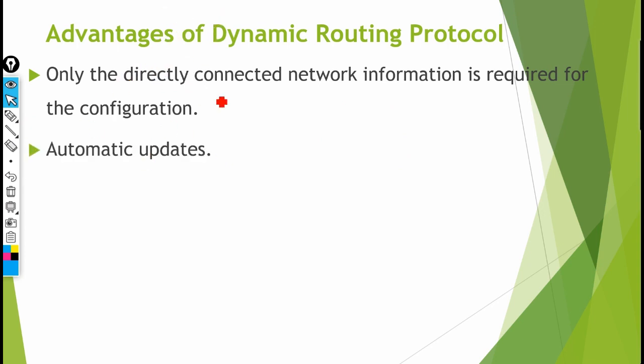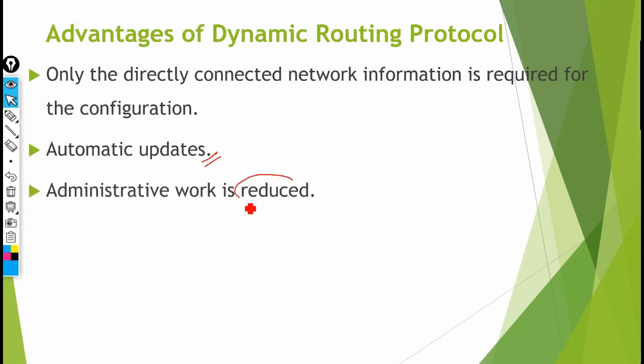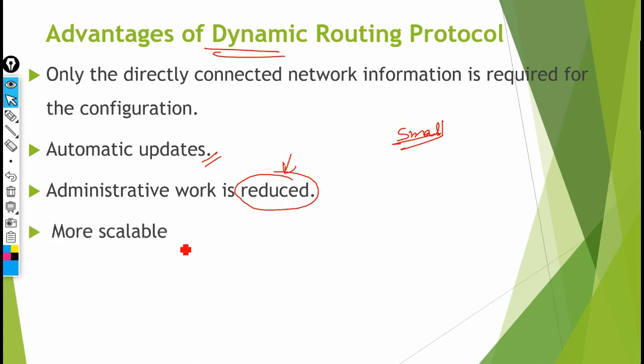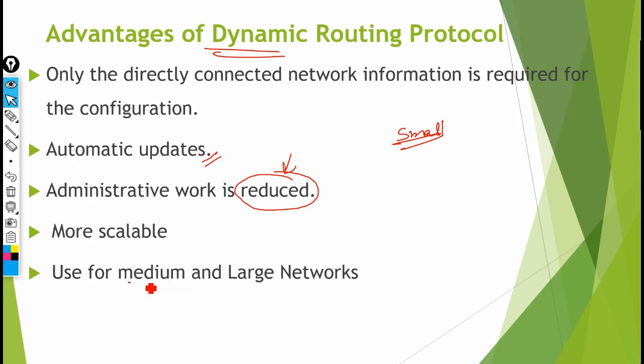Automatic updates, of course, yes, when there is a topology change, automatic updates will be there. Make sure administrative work is reduced. As we discussed, in case of static routing, you can use it for a small network. But whenever you are going for a larger network, it becomes really difficult and administrative work is a heavy, tedious task. That's where your dynamic routing protocol helps you to reduce the administrative workload, and of course you can use it for more scalable, medium or large size networks. So this is the advantage of using routing protocols.